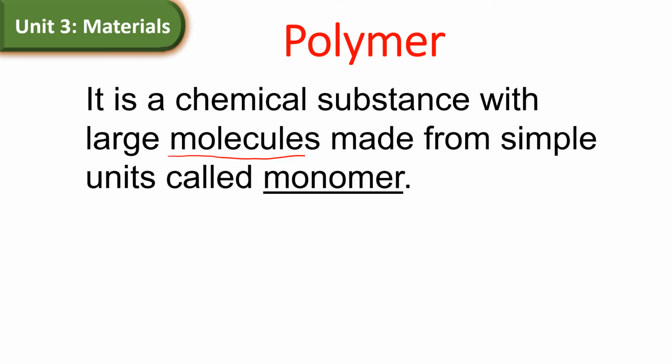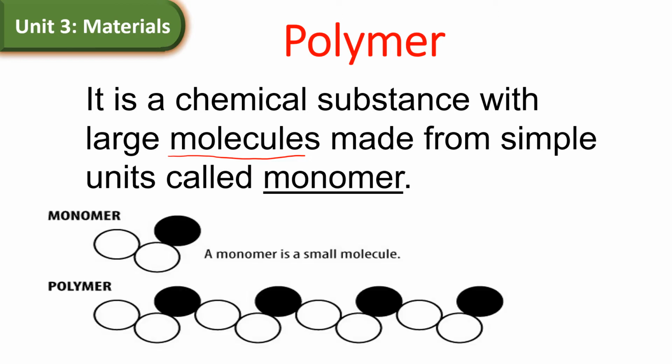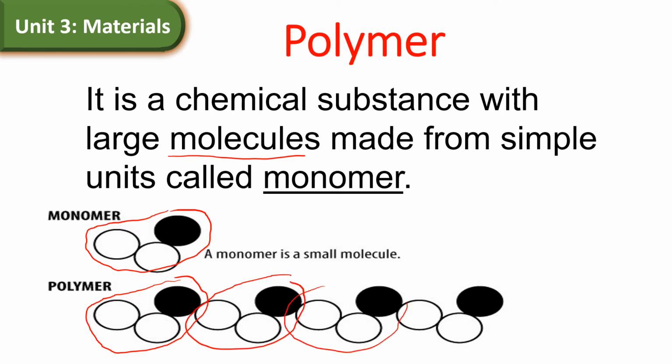So it looks like this. This is a group of your simple molecule, which is called your monomer. To make your polymer, you are going to connect several monomers to become a polymer just like this one. For our example, we have at least 4 monomers connected together and you have your polymer.